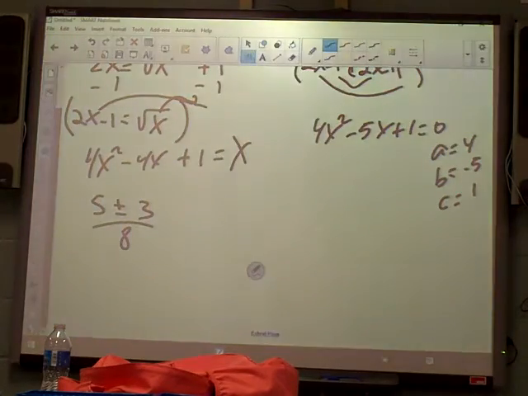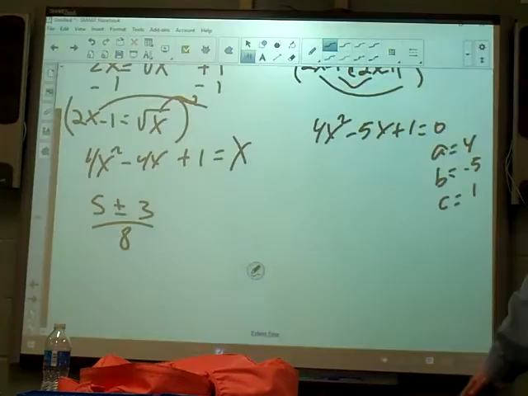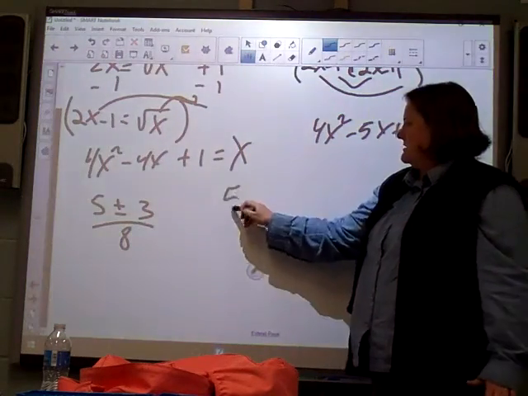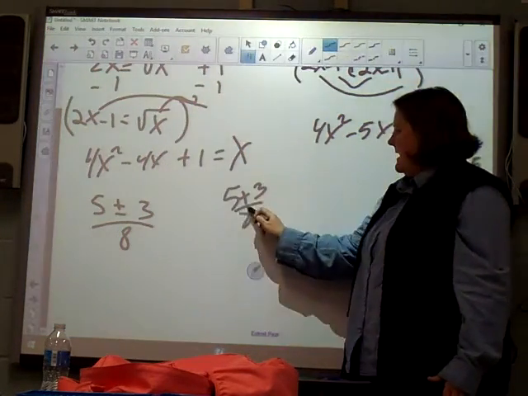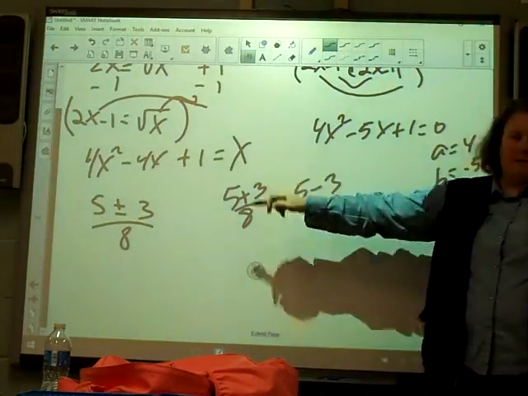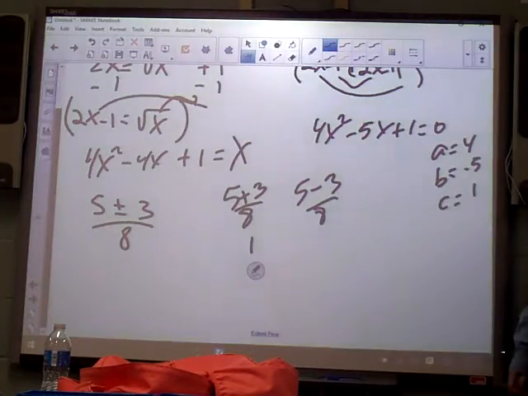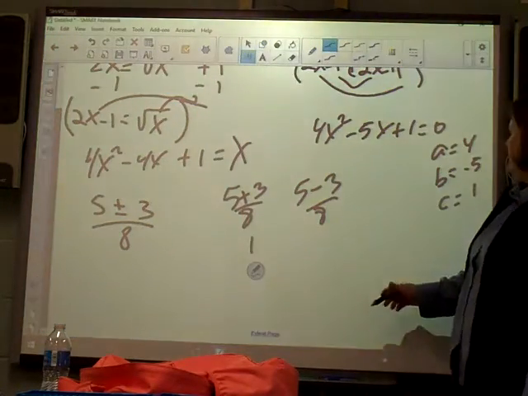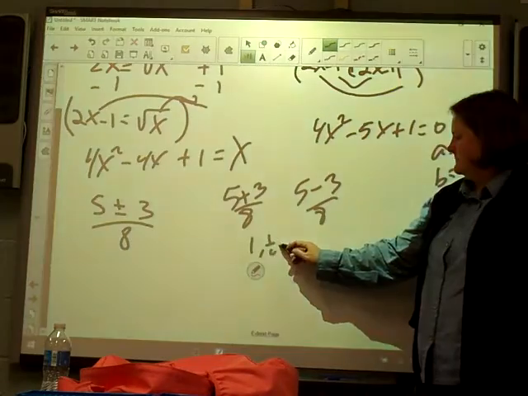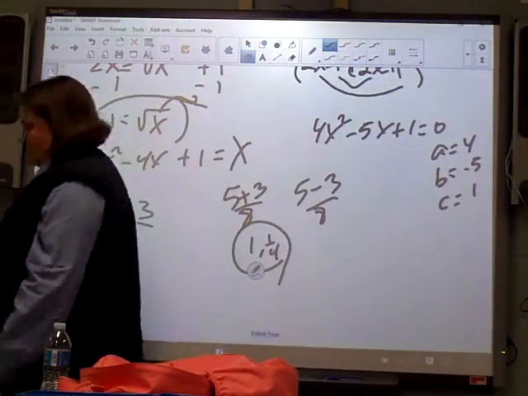All right, so you end up getting the square root of 9, which Rachel already had down to 3. So I've got 5 plus 3 divided by 8, and 5 minus 3 divided by 8. 5 plus 3 is 8. 8 divided by 8 will get you 1. 5 minus 3 is 2. So 2 divided by 8, so one fourth. Is that what you got, GT? Good job.